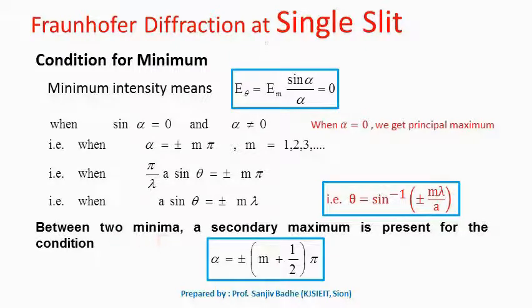Between two minimas, there will be a secondary maximum, and this secondary maximum is obtained for the condition alpha equal to plus or minus m plus half pi. That is when alpha is equal to 3 pi by 2, 5 pi by 2, 7 pi by 2, we are going to get a secondary maximum. Here this m is the order of the minimum, and here this m is the order of the secondary maximum.